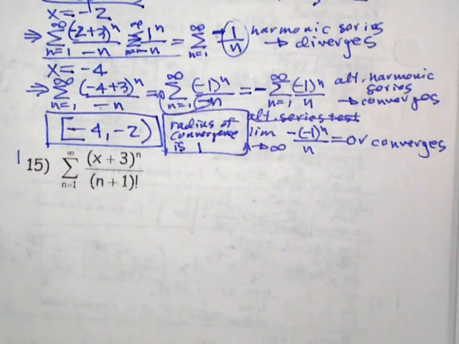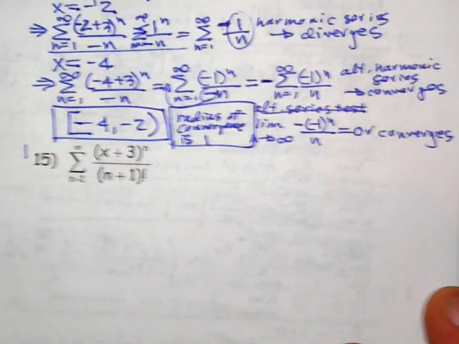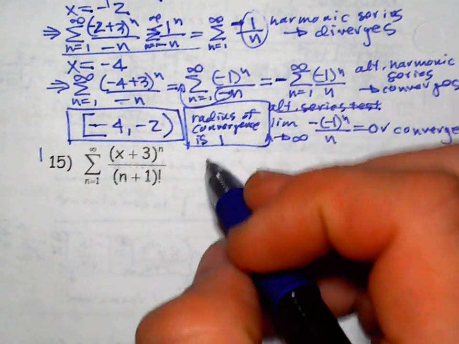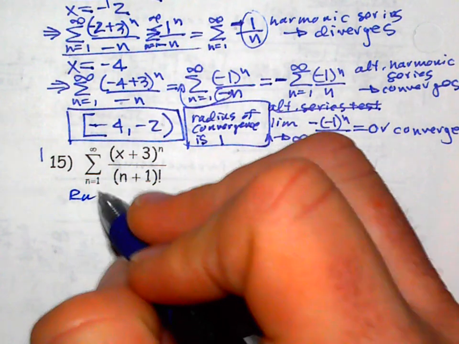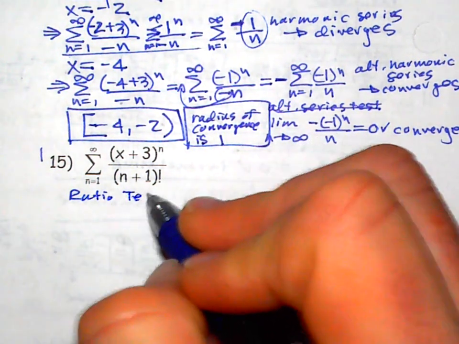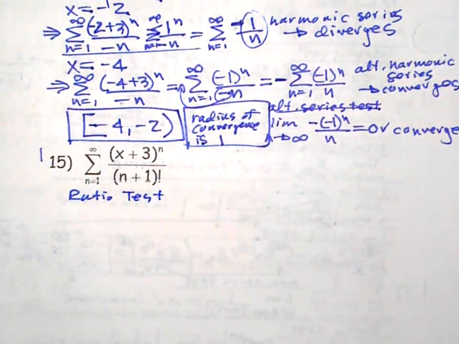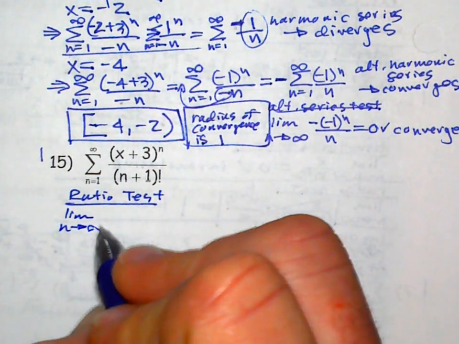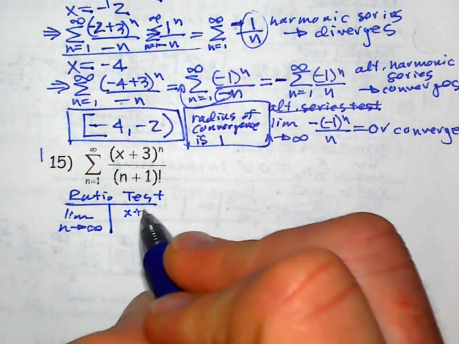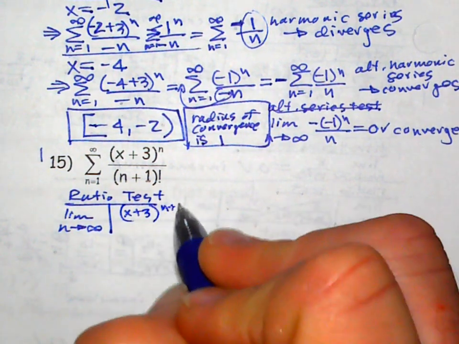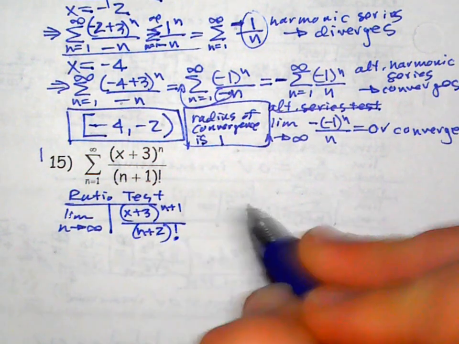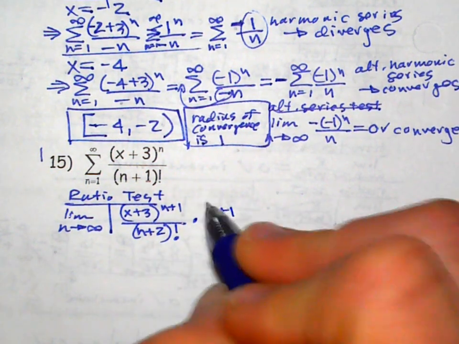Okay, let's try 15. Do another one of these. Okay, so we're going to jump into the ratio test for power series. Try and get that interval of convergence. So n plus 1 plus another 1 divided by the nth term.